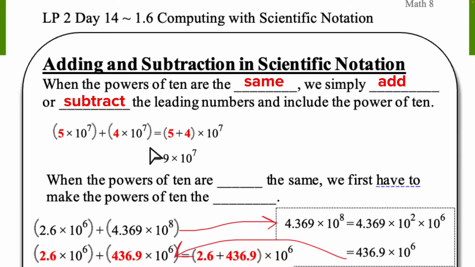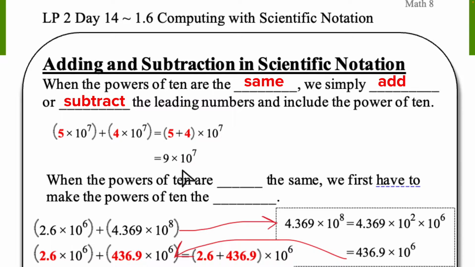But if they are the same, hey, that makes it very easy. You can just add those coefficients, 5 plus 4, and that gives me 9, and you just tack on the power of 10. You don't actually add those. You're not multiplying the two, you're adding them. So these kind of act like a variable almost. They just kind of get tacked on.